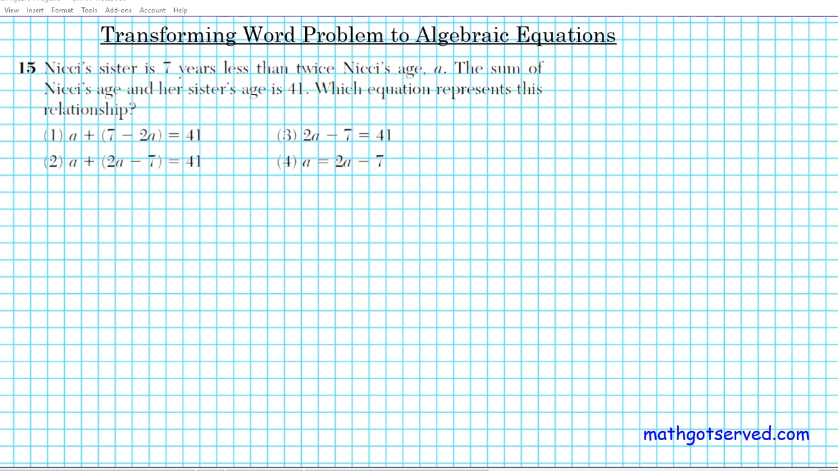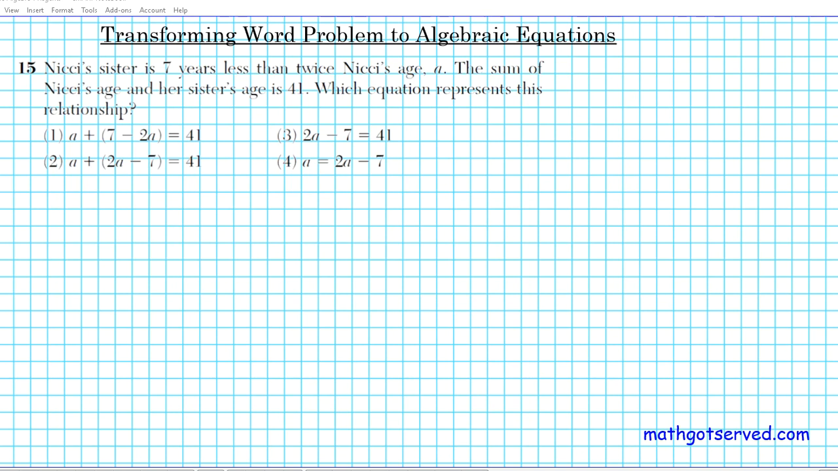Alright, let's take a look at question 15. In this one we're taking a look at how to transform a word problem into an algebraic equation. It's kind of like a translation from word form into algebraic form. Question 15 reads, niece's sister is 7 years less than twice niece's age A. The sum of niece's age and her sister's age is 41. Question, which equation represents this relationship? So we have 4 options here.